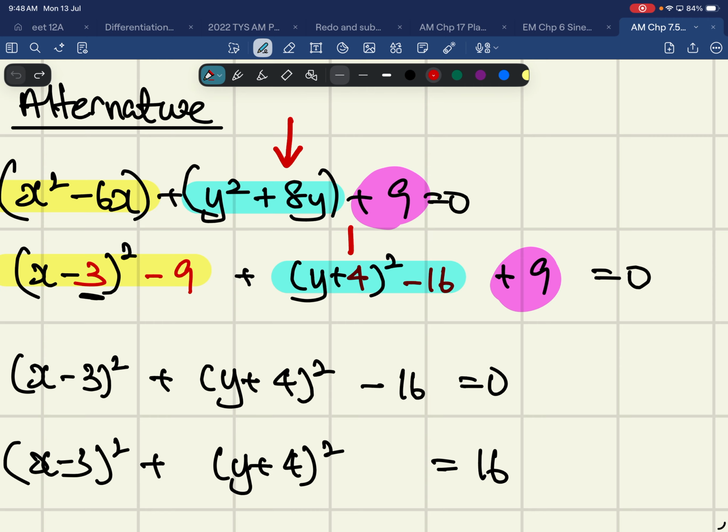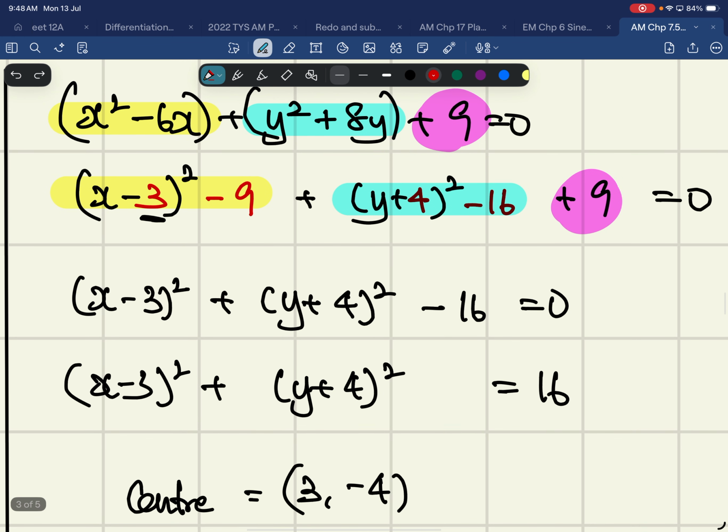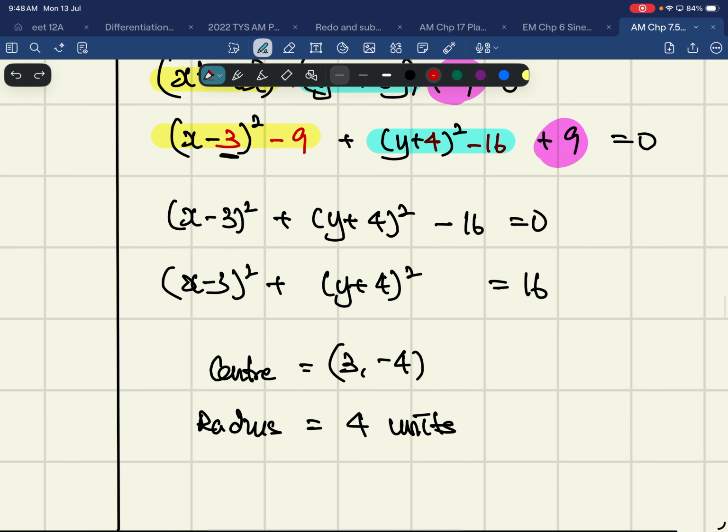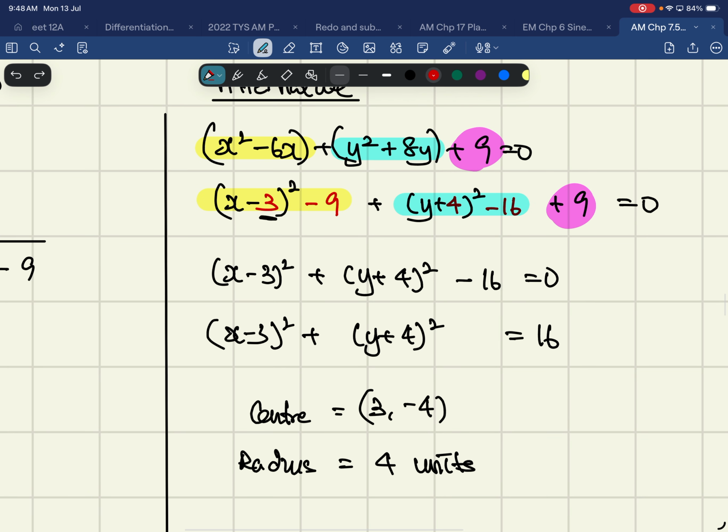Then once you're done with that, you realize that you can just rearrange things, put all those numbers together, and you are in a very comfortable position. Your minus 16 can be shifted over, and now you have the standard form. And square root of 16 is the radius. Yes, square root of 16 is your radius. So easy. You get both of them at the same time.